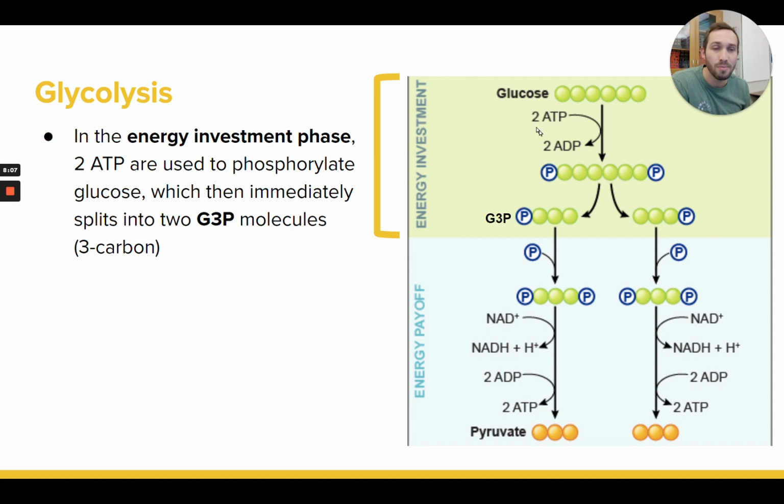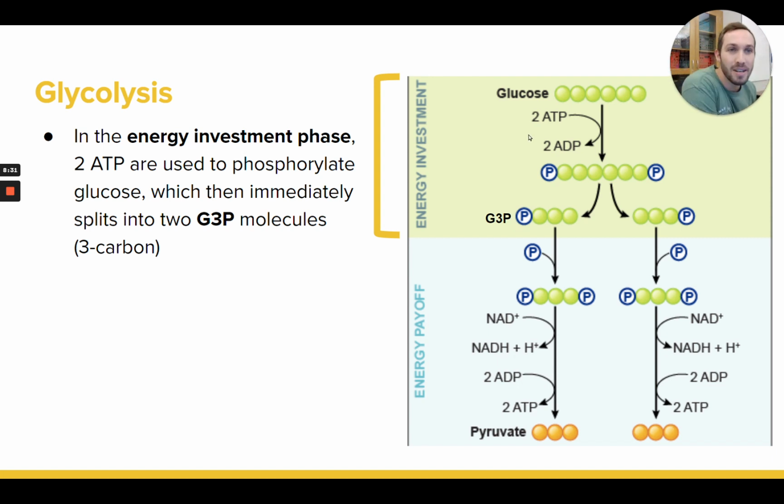It's called the energy investment phase because if you're looking closely here, we haven't even made ATP yet. We've actually done the opposite. We've used ATP. So far, we're off in the negative direction. We're actually using ATP to start off with. So we're net negative 2 ATP so far. We lost 2 ATP. But we had to do this first investment of energy to kickstart this whole thing.